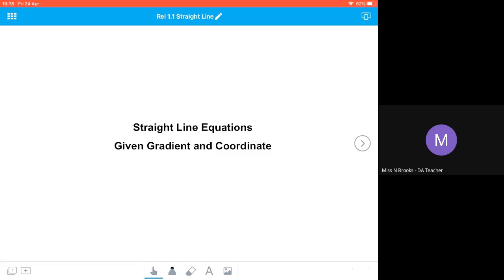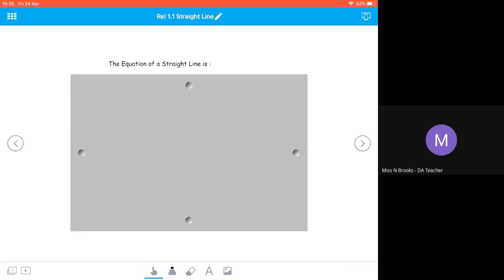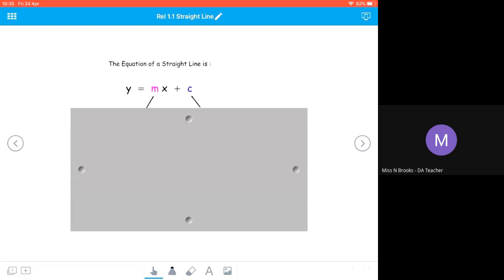So, straight line equations given the gradient and the coordinate. The equation of a straight line is y equals mx plus c, where m is the gradient and c is the y-intercept. So the gradient is how steep the slope is.